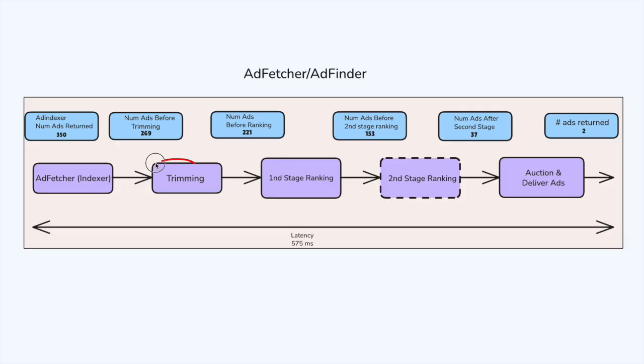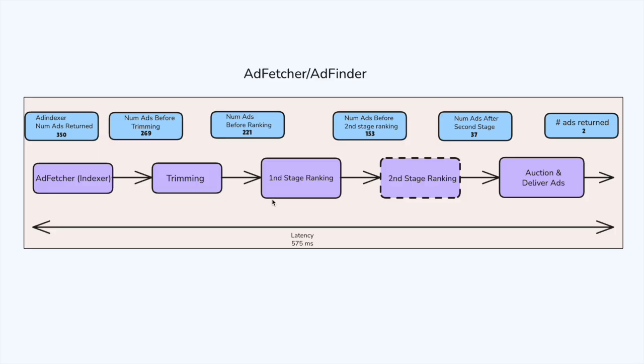Next comes the trimming stage. Here, we reduce the number of ads from 350 down to 269. We remove ads that are clearly not eligible, such as campaigns that have run out of budget, ads that violate policies, or ads that do not match the user's targeting criteria. This step is fast and mostly rule-based. Think of it as removing obvious noise.